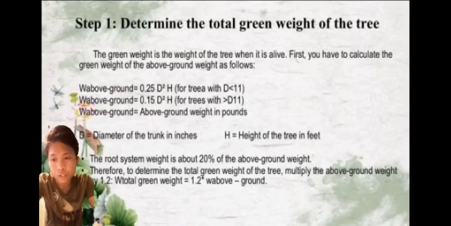The root system weight is about 20% of the above ground weight. Therefore, to determine the total weight of the tree, multiply the above ground weight by 1.2 to get the total green weight. So, para makuha na to ang green weight, total na to ang above ground sa 1.2.